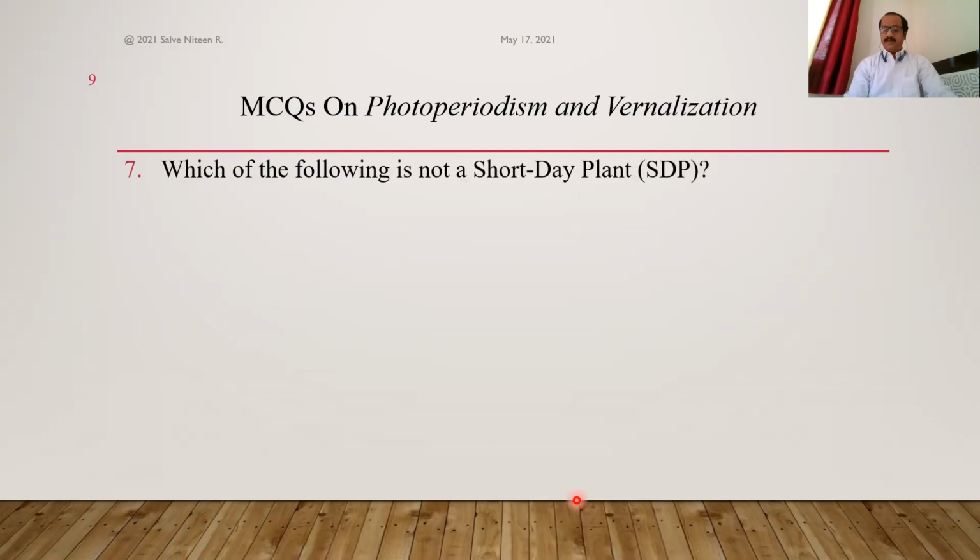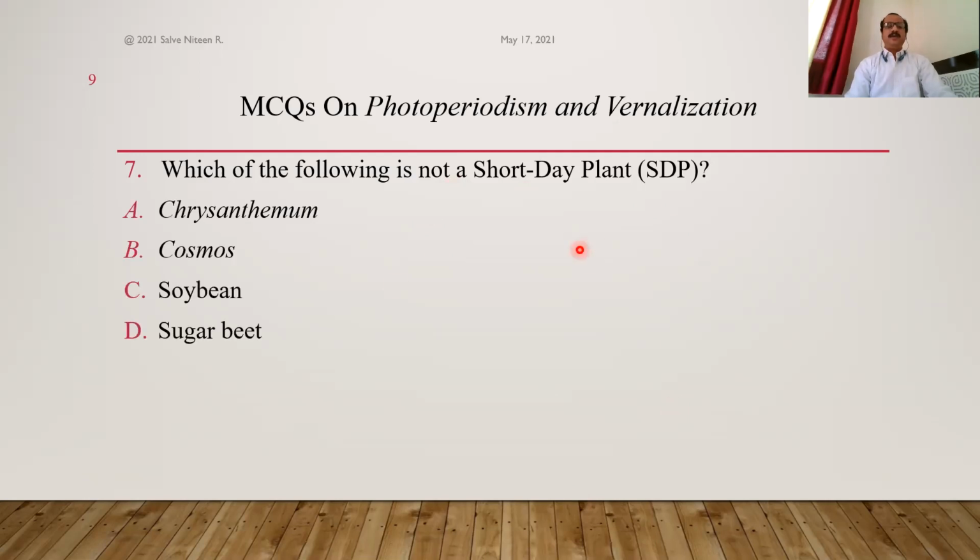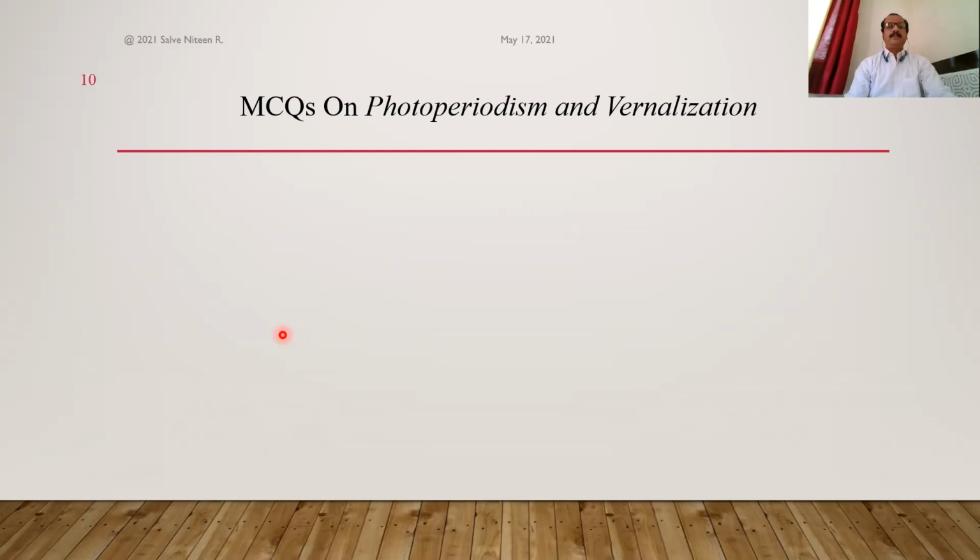Next question: which of the following is not a short day plant? You see here, sugar beet is not a short day plant. Sugar beet is a long day plant. Sugar cane is a short day plant. So here the answer is D, sugar beet. It is not a short day plant; it is a long day plant. Whereas the rest, that is chrysanthemum, cosmos, and soybean, are short day plants. So option D is the right answer.